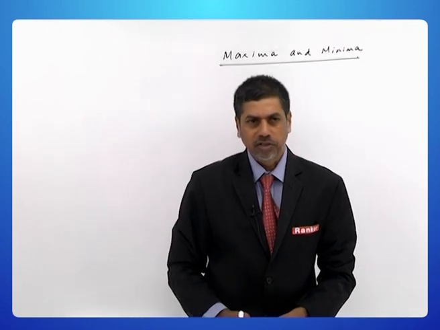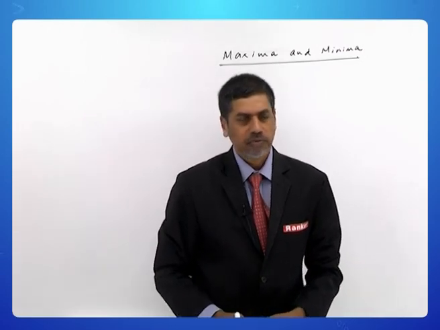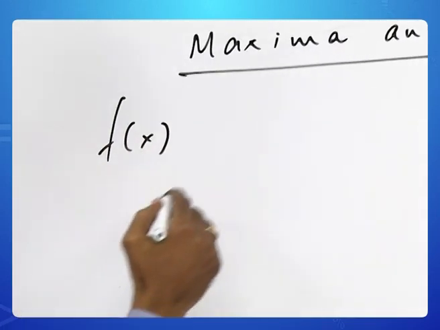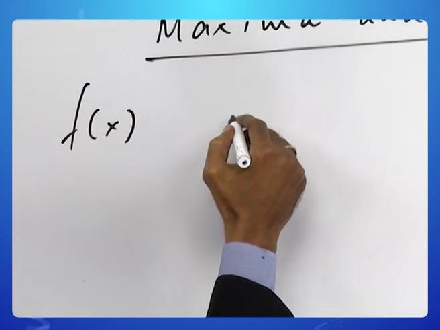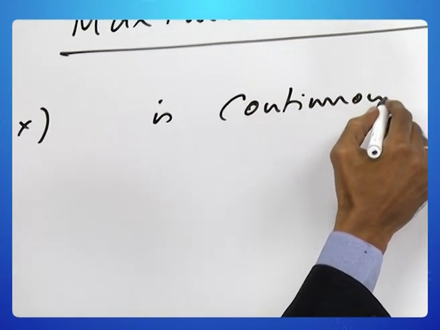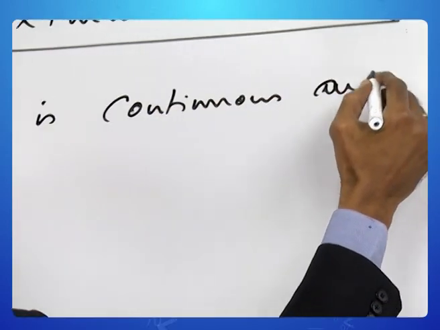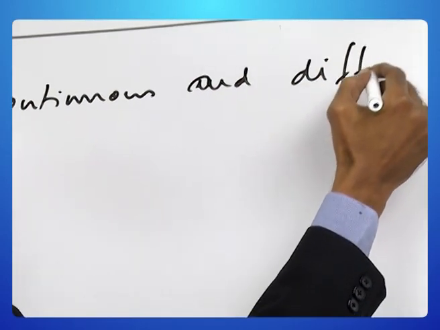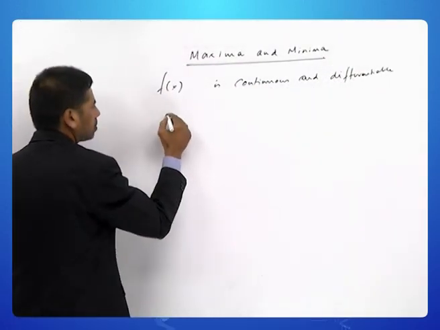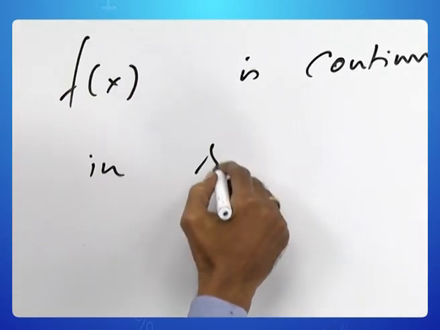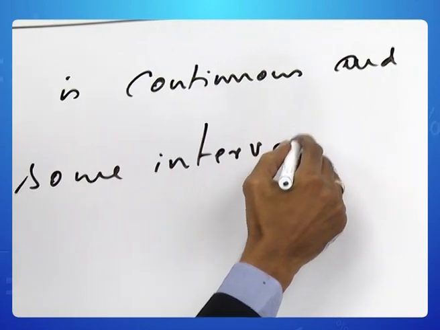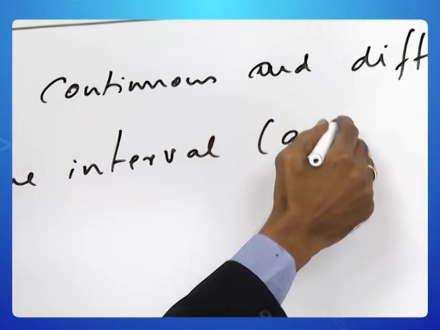Welcome to this brief session on maximum minimum of functions. Suppose we have a function f of x which is continuous and differentiable in some interval, say a comma b.